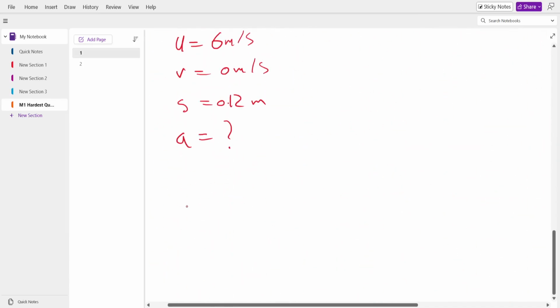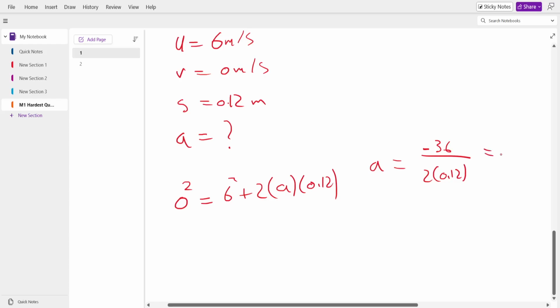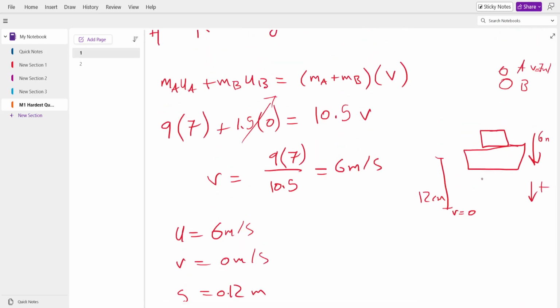So 0 squared equals 6 squared plus 2 times a times 0.12. I will find that my a is negative 6 squared, so negative 36, over 2 times 0.12, which gives me an a of negative 150 meters per second squared. I notice here that my a is negative, and I'm taking down as positive, so if a is negative, it means that a is acting in the upward direction, which is what I expect.